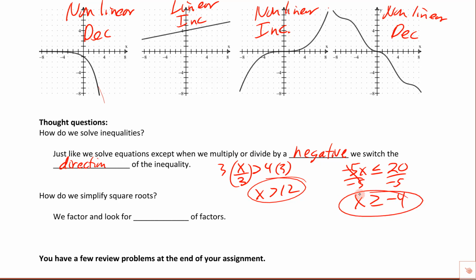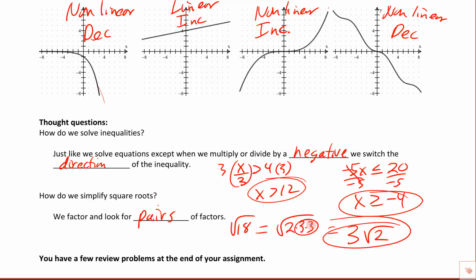And then the next review question is, how do we simplify square roots? Gosh, that's going back just a little bit, so let's think about that. We simplify square roots by doing this. We factor it, and then we look for pairs of factors. So if I had something like the square root of 18, if I wanted to simplify that, I'm going to factor it. 2 goes in there 9 times, and 9 is 3 times 3. So we've got a pair of 3's on the inside, so we can write that with a 3 on the outside, and then the 2 is stuck underneath because there's nothing to pair it up with.